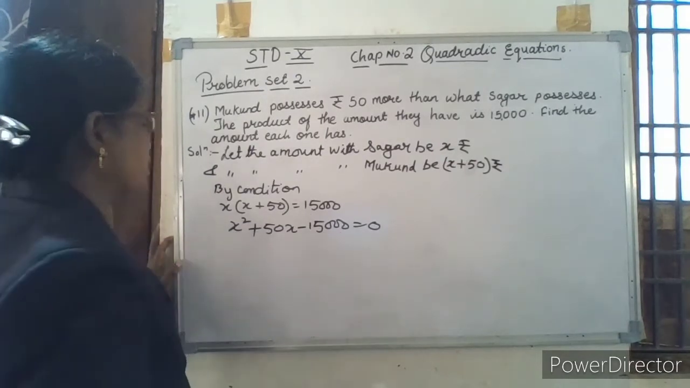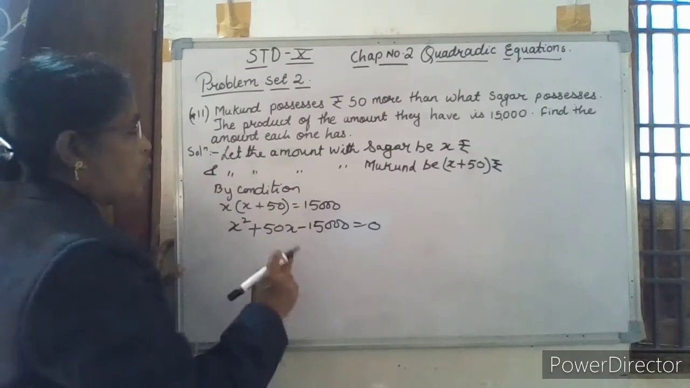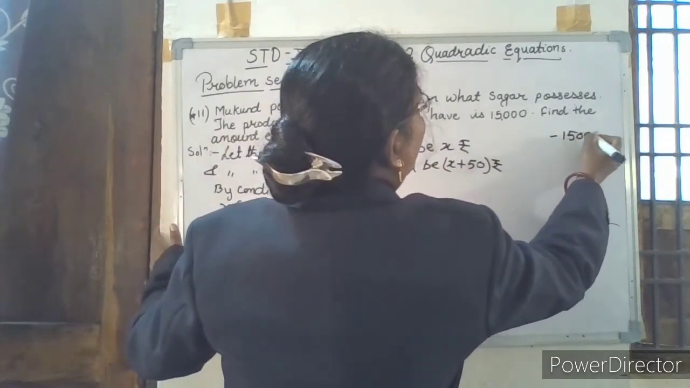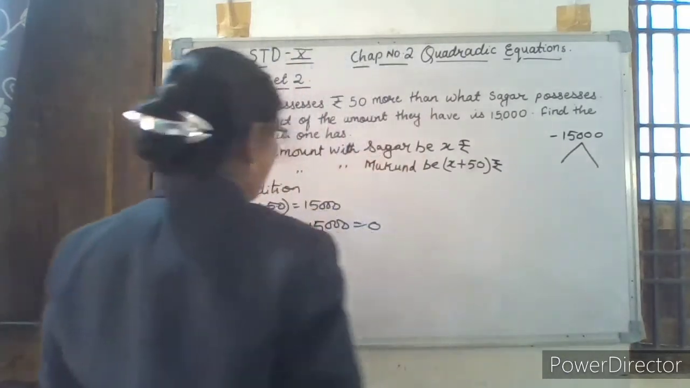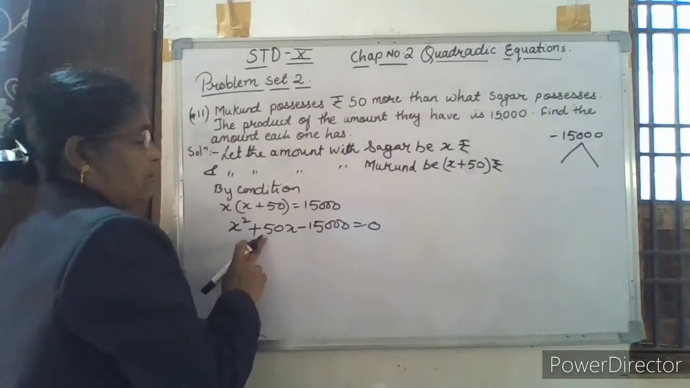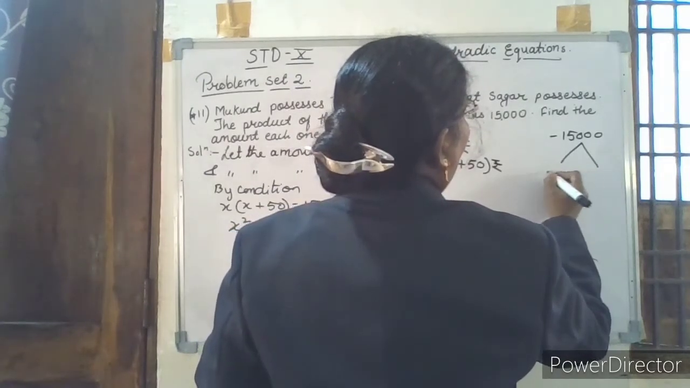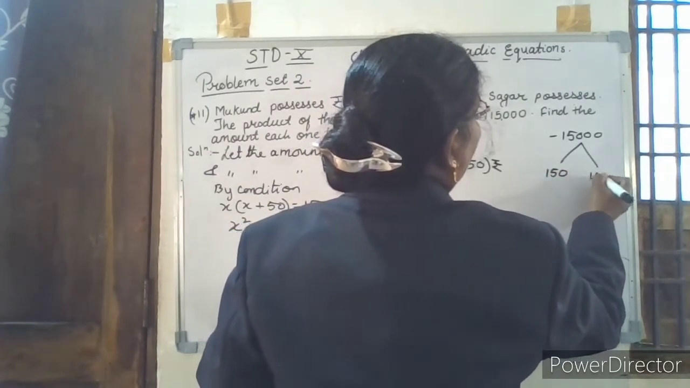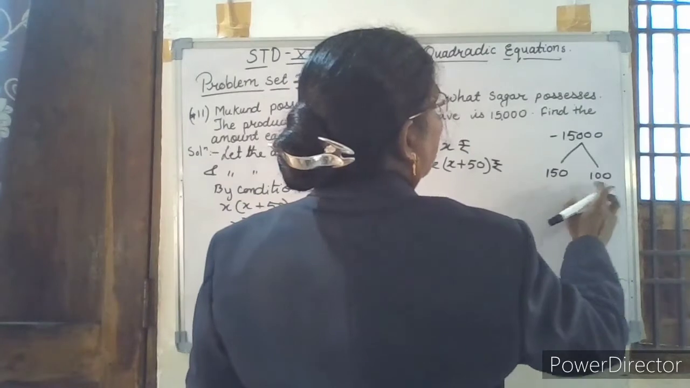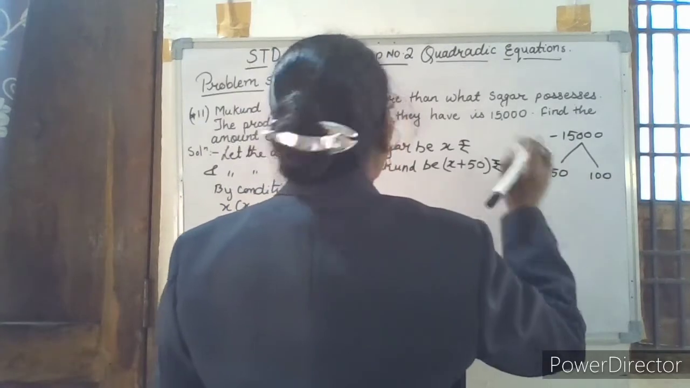So this is in the general form of a quadratic equation. We cannot bring the equation in the simplest form because the coefficient of x squared is 1. So now we have to factorize 15,000 in such a way that if we multiply, we should get minus 15,000. If we add or subtract, we should get plus 50. So 150 into 100 will give you 15,000, and the difference between these is 50.